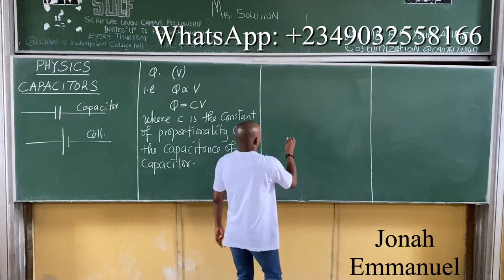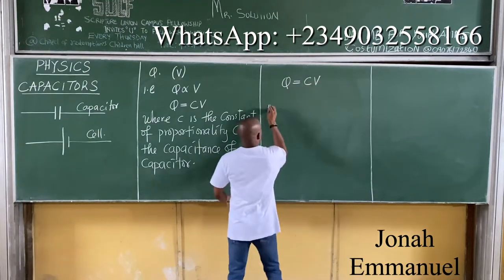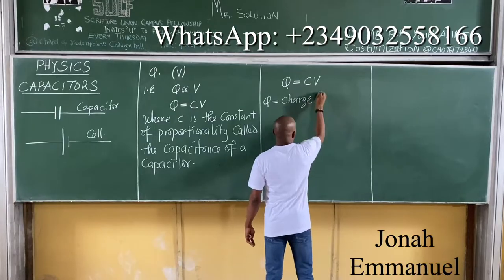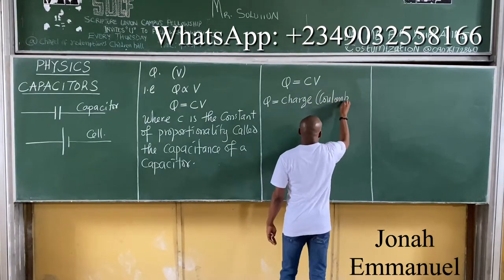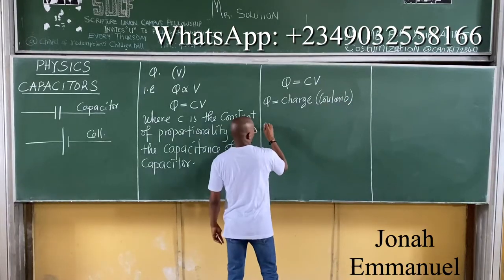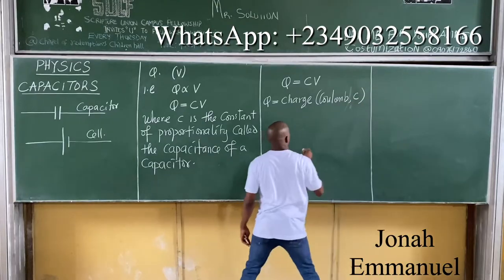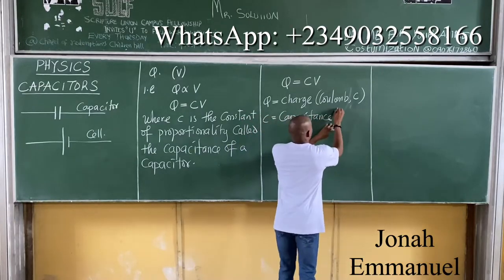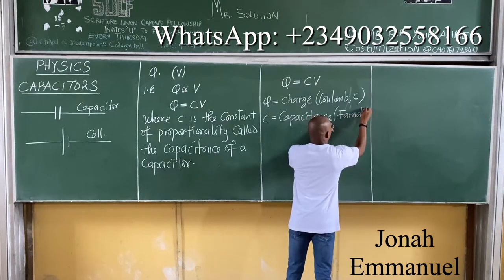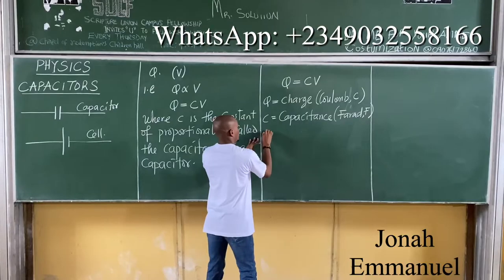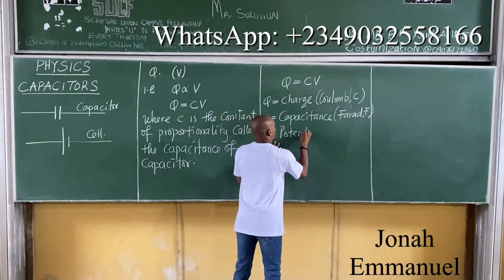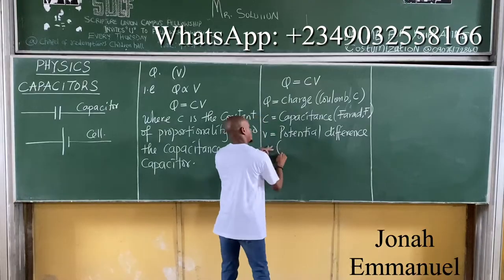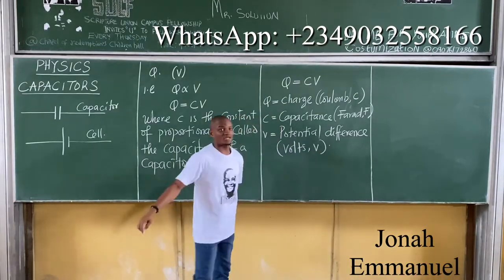So here's your thing. If I have that Q is equal to CV, Q is the charge, measured in coulombs. C is the capacitance, measured in farads, that's F. And V is the potential difference across the terminals of the capacitor, measured in volts. That's V.